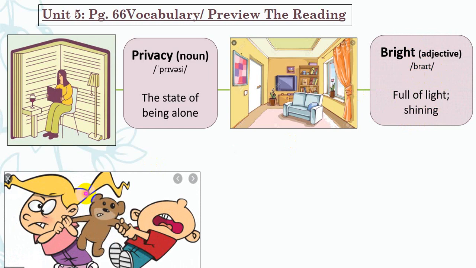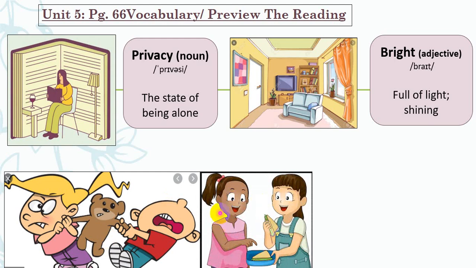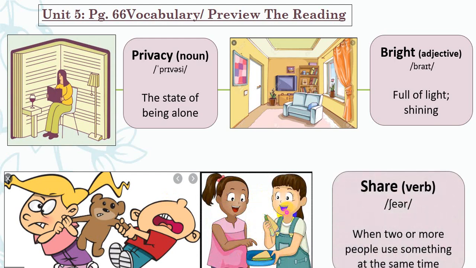Okay, and what's wrong? These two are very upset. They are pulling this teddy bear, and each one of them wants it. And what's happening here? They are smiling and they are exchanging sandwiches with each other. So they are sharing. When two or more people use something at the same time, that is sharing. Here they are sharing their sandwich. So share is a verb. It's a one syllable word, share.